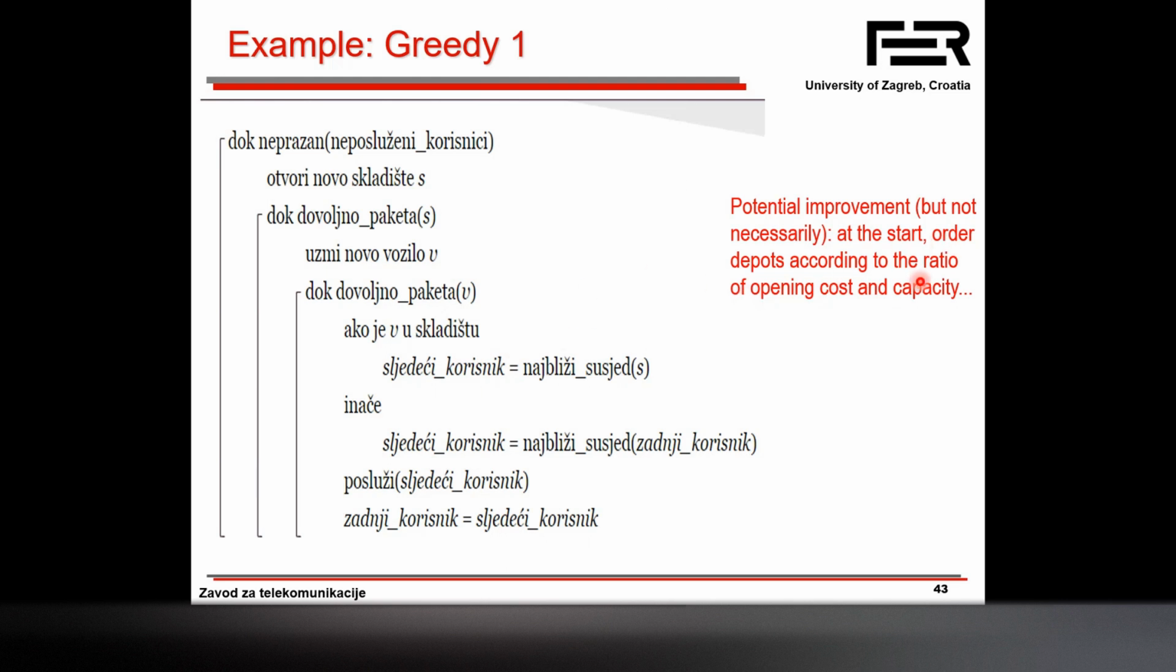So at the start, for the depots, a potential improvement might be, not necessarily, to order the depots according to the ratio of opening cost and capacity and start with those. So take first the depot that has the lowest ratio of cost to capacity. So that could be an initial suggestion. It doesn't necessarily have to lead to a better solution.